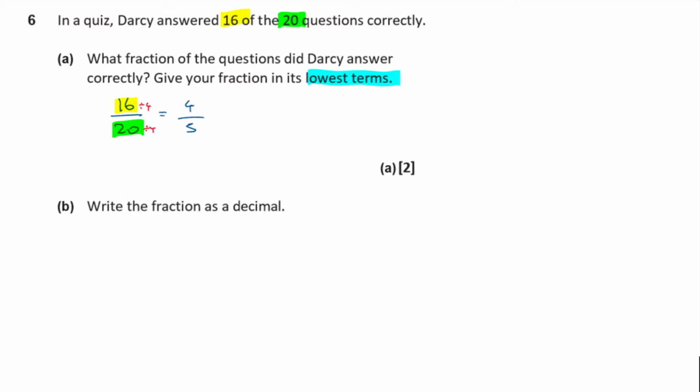And other than 1, we're not going to divide 4 by anything that matches dividing 5. So that's as far as I'm going to get. So 4/5 is my final answer. Right, and then part B says write this fraction as a decimal.